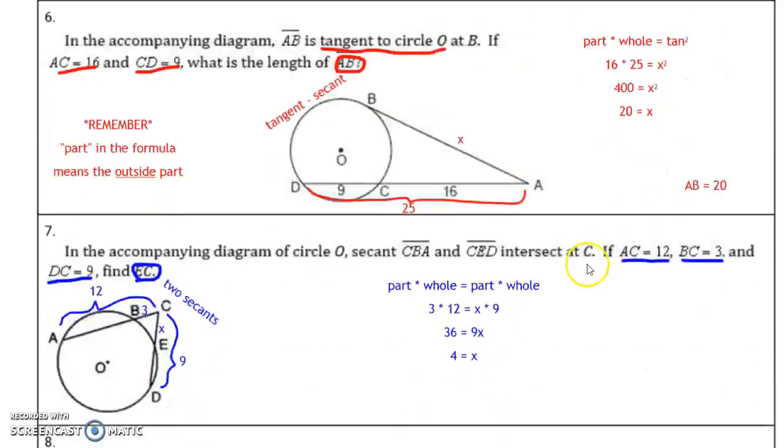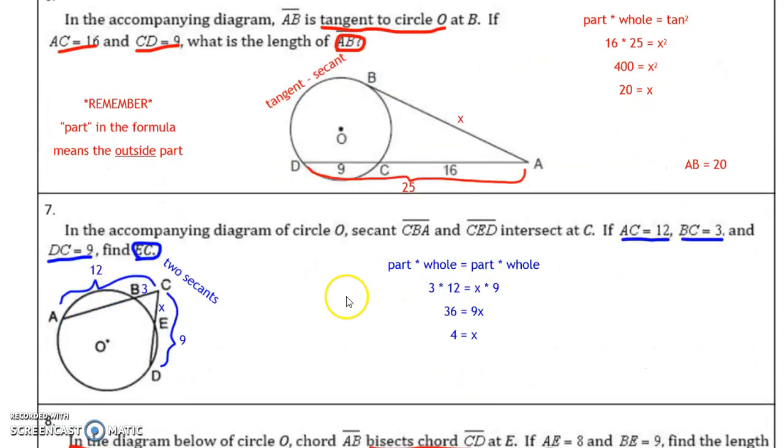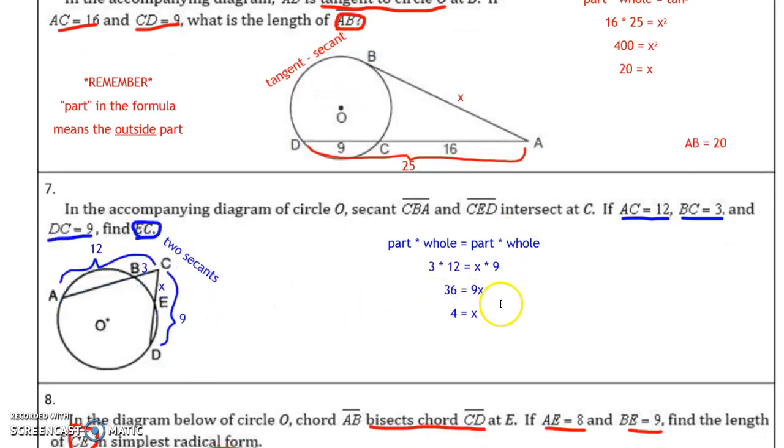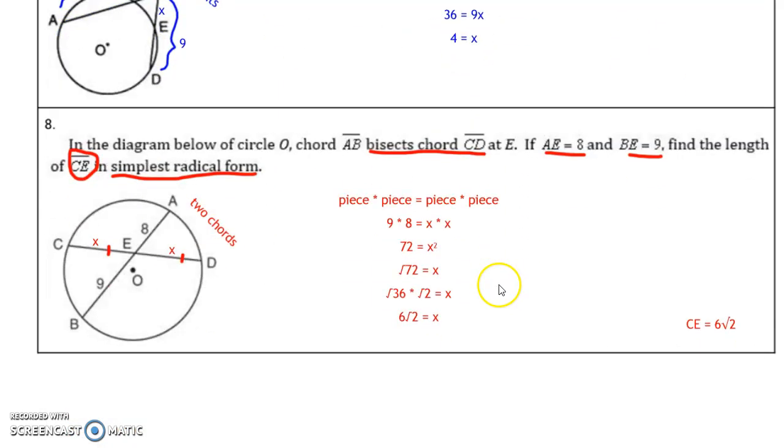So it's just basically taking these different formulas for two secants, that's part times whole equals part times whole, substituting numbers into them, and then solving them for x. This is a little bit of an algebra review, but you should be good at algebra because you're in geometry now. Again, this is two chords, which is piece times piece equals piece times piece, and simplest radical form meant we had to take the square root of 72 and simplify it.